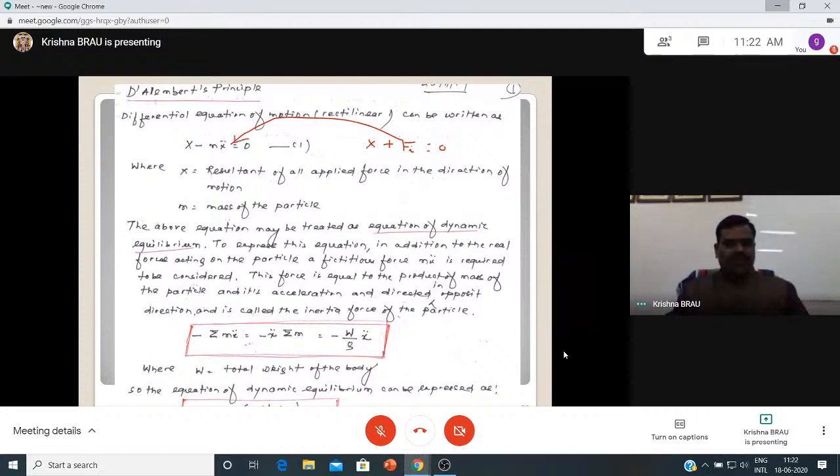And mass is the mass of a body. Now the above equilibrium may be a dynamic equilibrium. If you consider the total mass of the system here, the force is equal to the mass of a particle, mass into acceleration. That is the inertial force. Mass into acceleration, it is always a negative quantity. Why? Because we will apply it in the opposite direction.